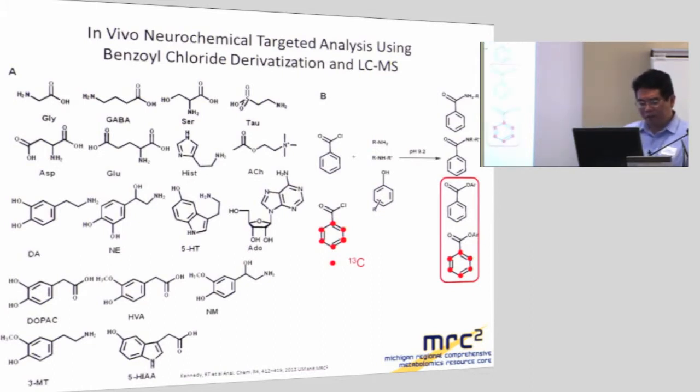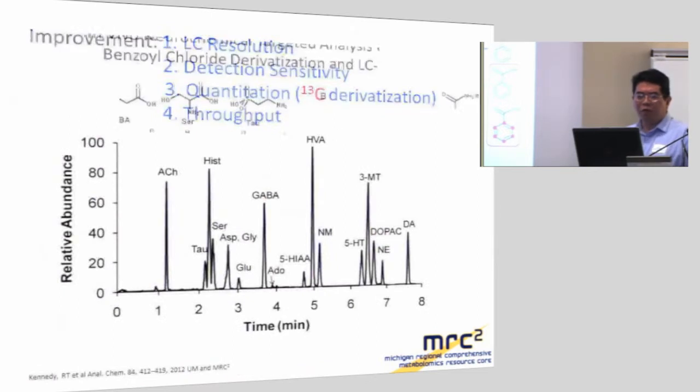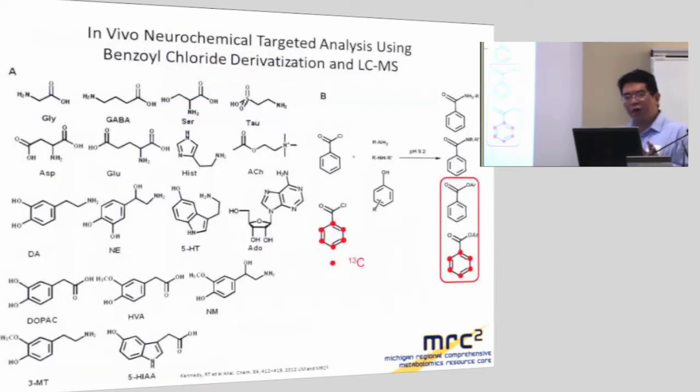Here's an example that Dr. Kennedy in our core and chemistry group developed, a very elegant chemical derivatization and quantitation method to analyze these neurotransmitters. These are 17 compounds. They are very difficult to analyze because they're very polar. Their LC resolution is very poor. They're not retained on a C18 column. They're difficult to quantify. So they used a universal benzoyl chloride derivatization method to convert the compounds from a very hydrophilic form into a hydrophobic form, so they can behave very well on the C18 column.